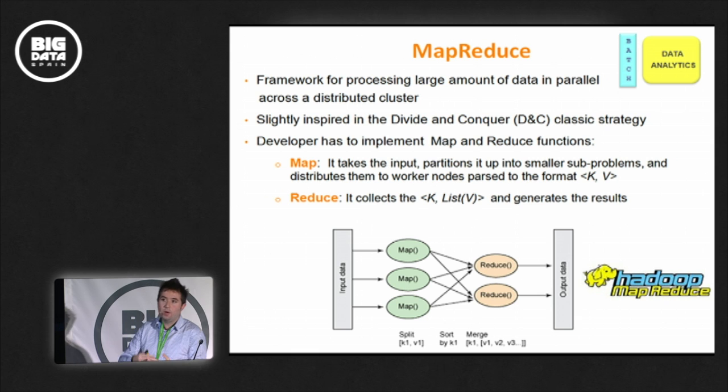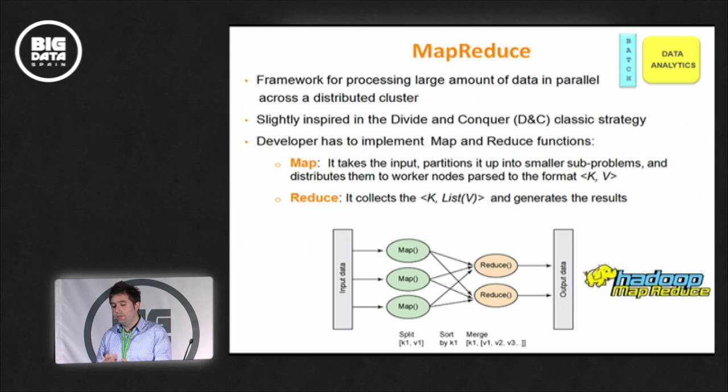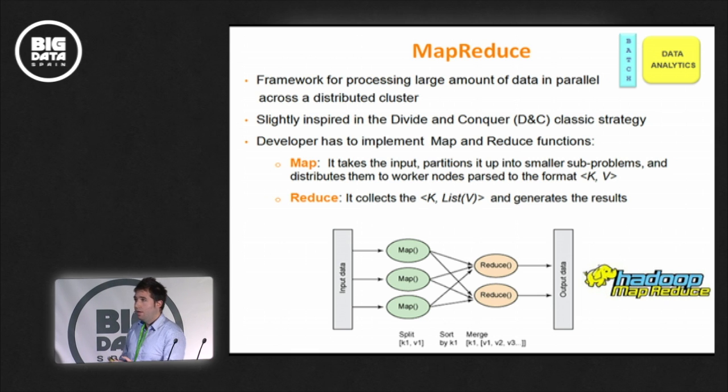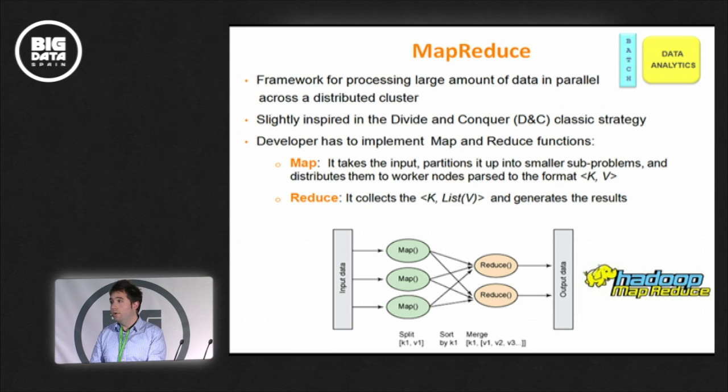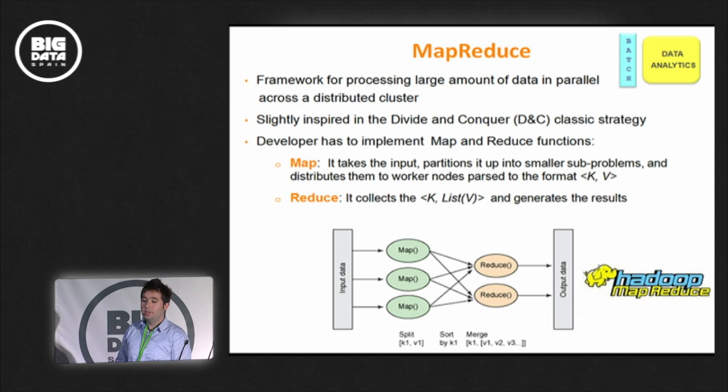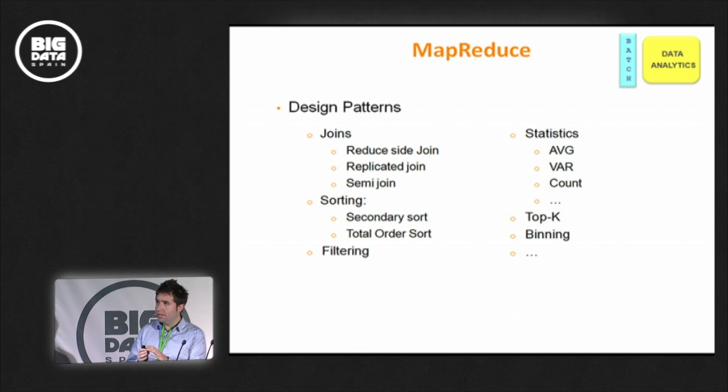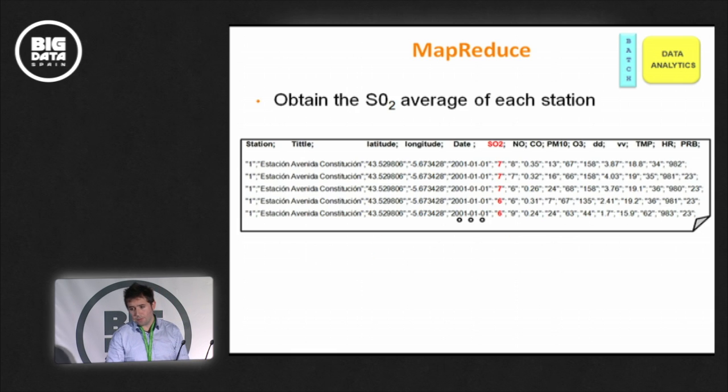MapReduce is a framework for developing parallel code using just two functions, map and reduce. Map splits the input information into smaller pieces to process in terms of key-value pairs, and reduce basically generates the solution for a specific key. Even with this simple programming model, we can define different design patterns, including join, sort, filtering, and any type of statistical function.